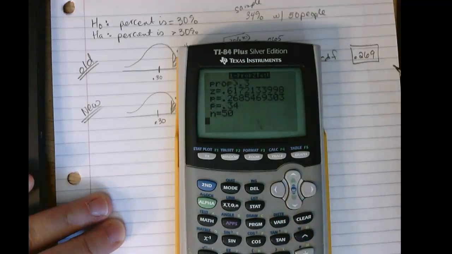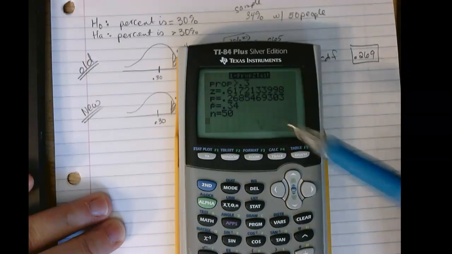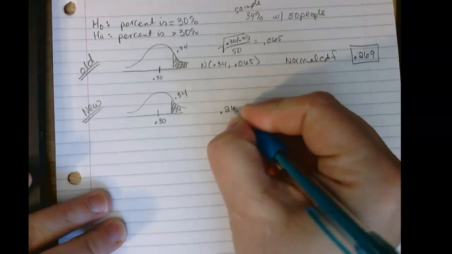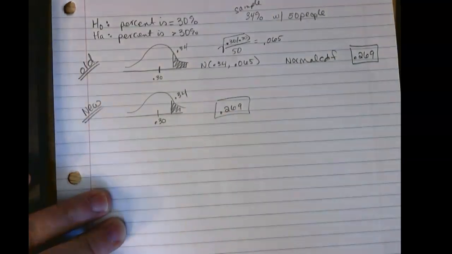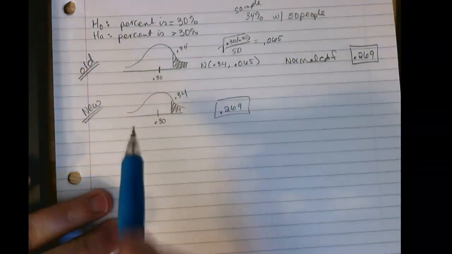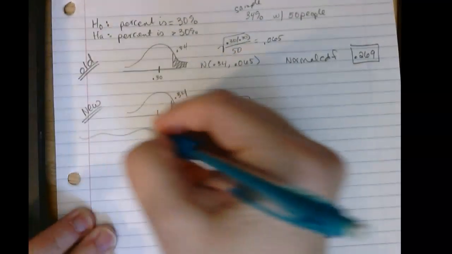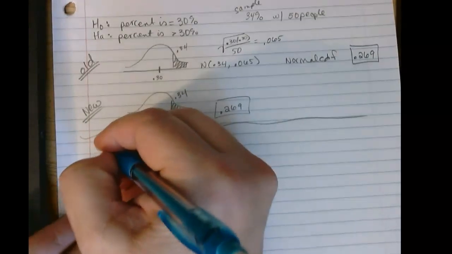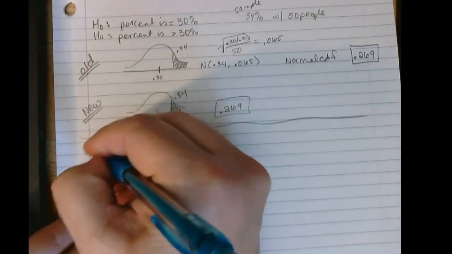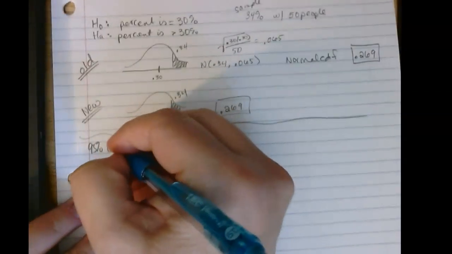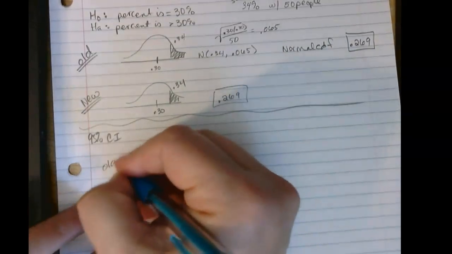And look, I got the same p-value right there. And that's my answer. So it's a little less work. There's not as much guessing on lower, upper. It just works. Okay, so now that's for p-value. What about a 95% confidence interval? Remember, for that we would have to do the old method.